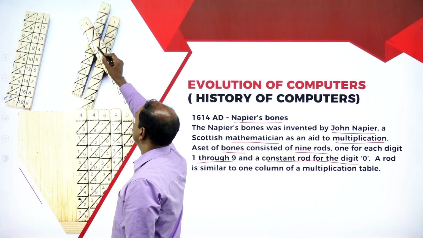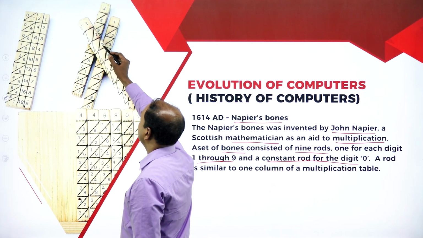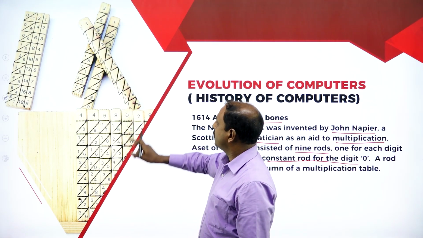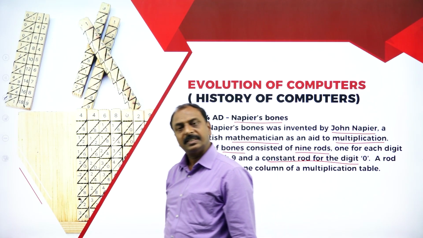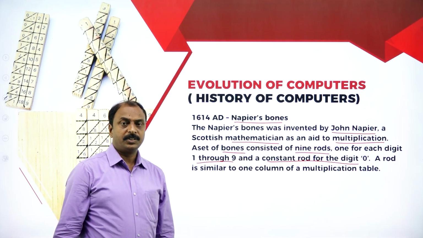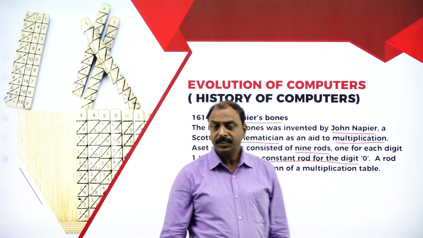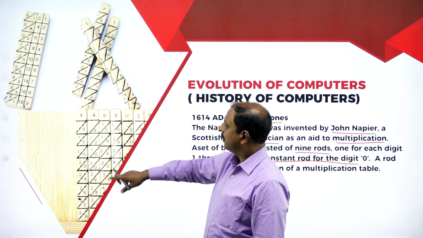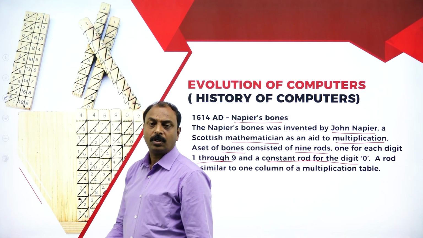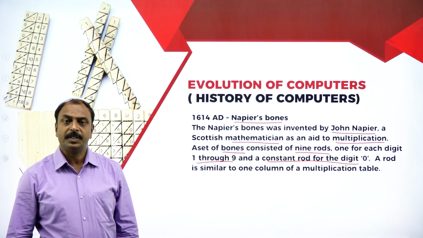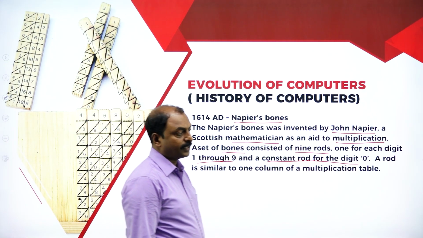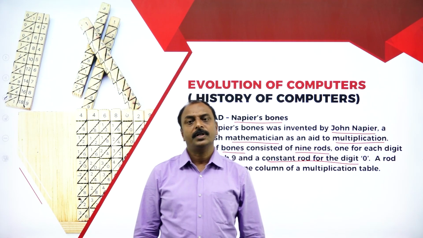They were divided into a number of sections, and each box or each digit was divided into 2 more subdivisions. So this is the setup of Napier's bones. And by arranging these rods in a definite order, people used to multiply 2 numbers. So this is one of the devices in the history of computers.